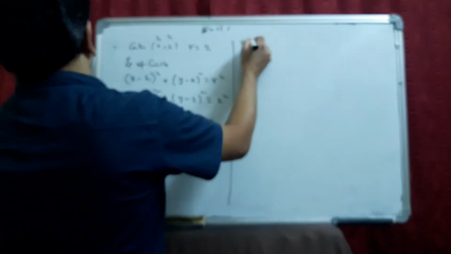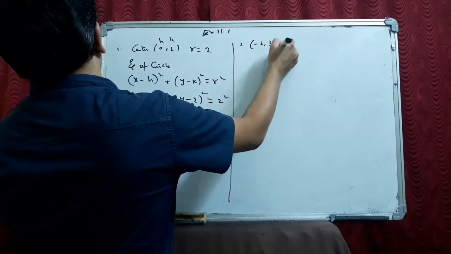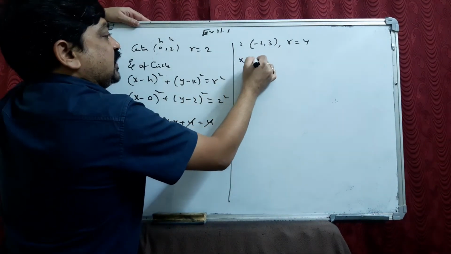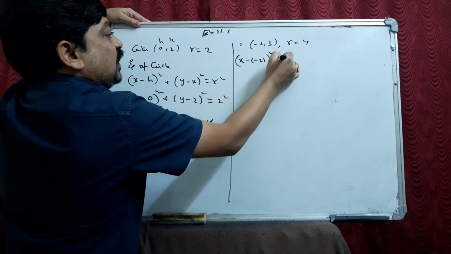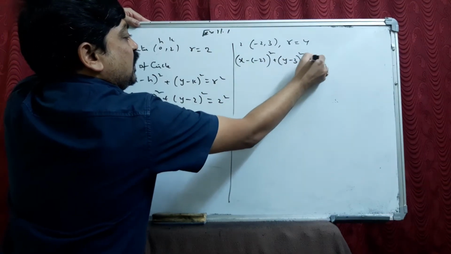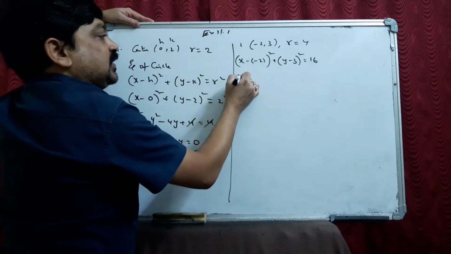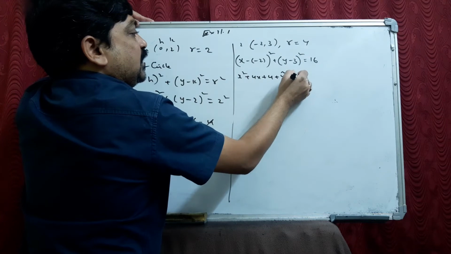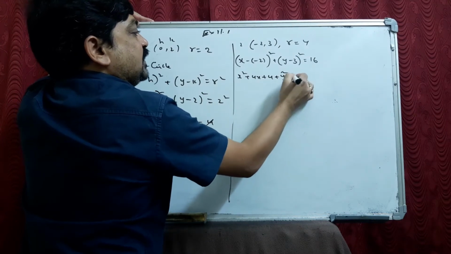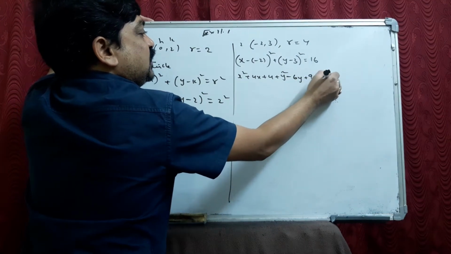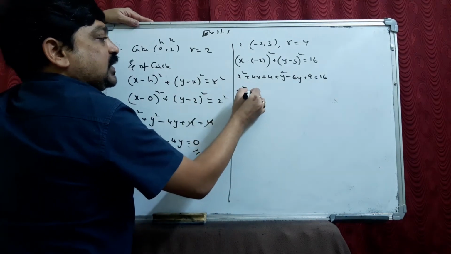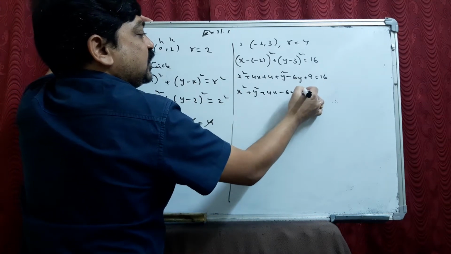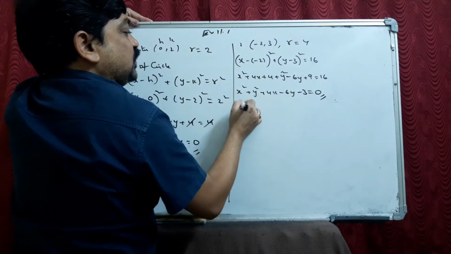See the second one, center minus 2 comma 3, r is 4. The same formula we apply. X minus h whole square, y minus k whole square, r square is 16. Expand this: x square plus 4x plus 4, y square minus 6y plus 9 equal to 16. So let's write in order: x square, y square, next x term, next y term, constant 13 minus 16 which is minus 3, equal to 0.